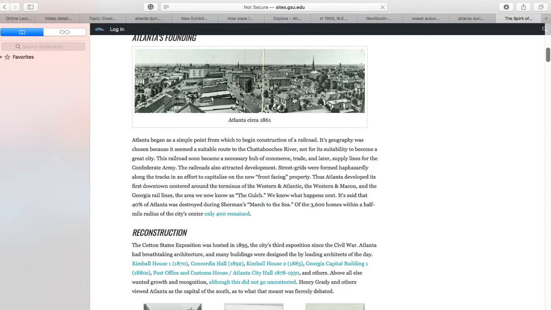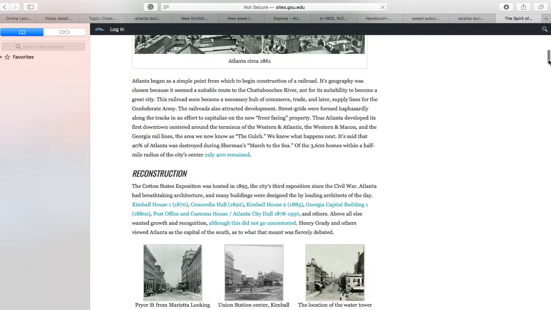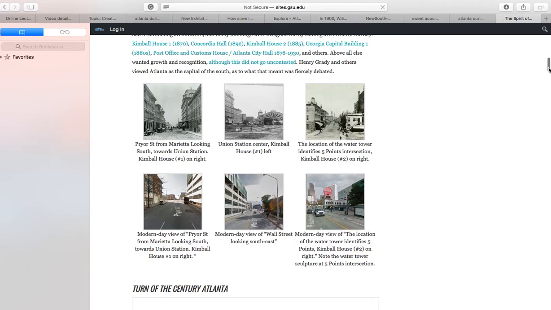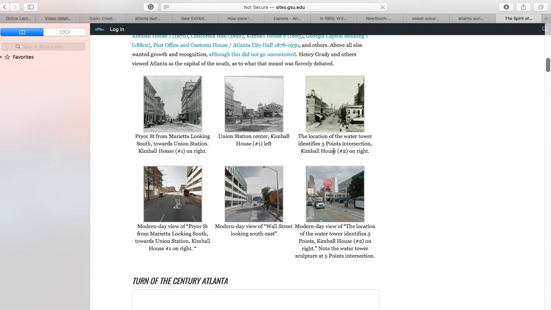Atlanta, right, by 1861. So here we go. This is what Atlanta is going to look like before the campaign, and obviously we know what it's going to look like afterwards. This is, of course, Union Station, right at the center of Five Points, so what would now be considered downtown Atlanta.